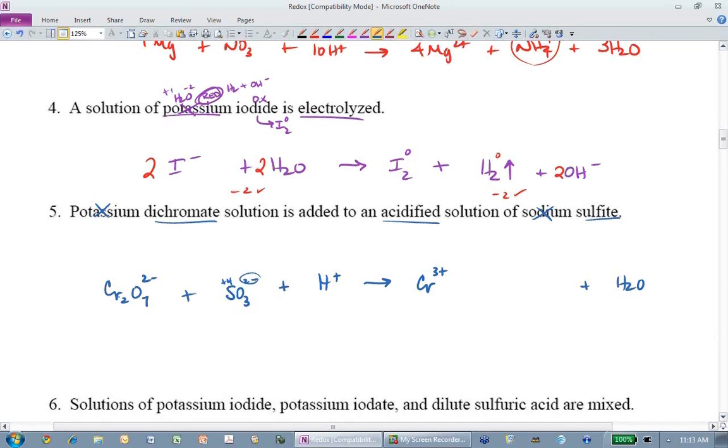And I've already got a reduction going on with my +6 chromium being a +3, so I need to go up in oxidation state, so throw in sulfate, because ites go to ates in this process. And 4 times -2 is -8, but reserve 2 of them for the overall charge, so that's a +6. So I have my oxidation and I have my reduction.